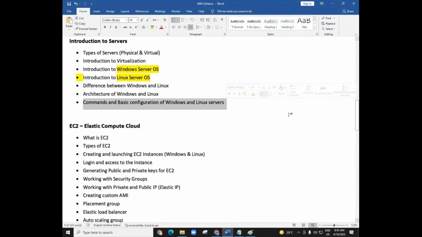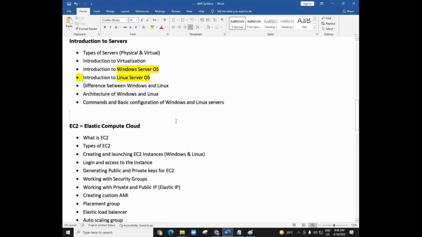We are not learning the administration of Windows server, that is MCSE courses, or the administration of Linux server, that is Red Hat Linux courses. We are not learning complete administration. Full administration of Windows and Linux may take more than 2 months. This course is specially designed for cloud computing, so we are not learning everything about servers. Whatever basic things we need, those we will cover. So this is about servers.